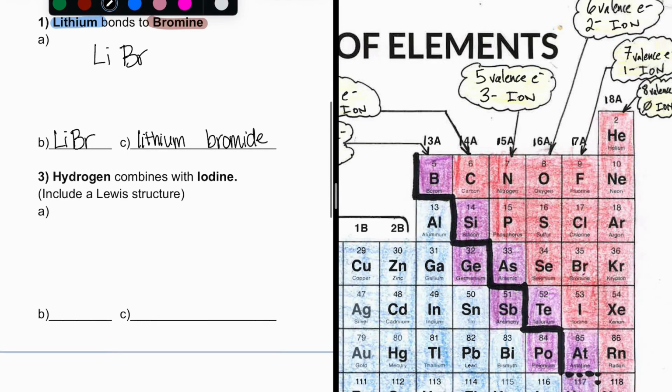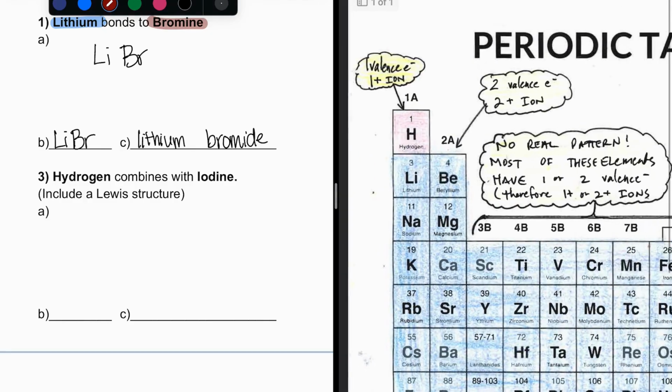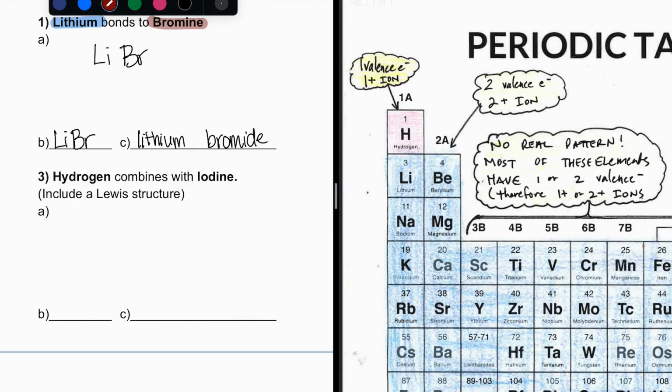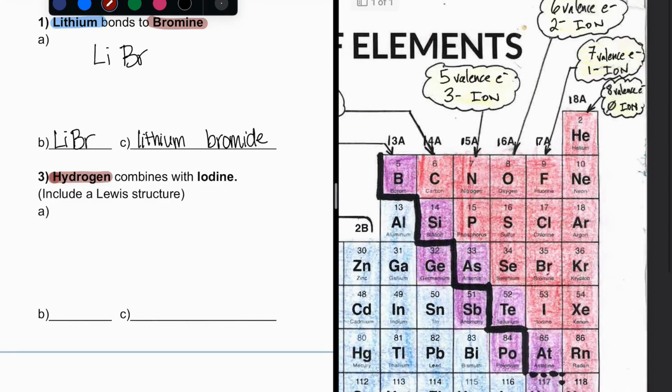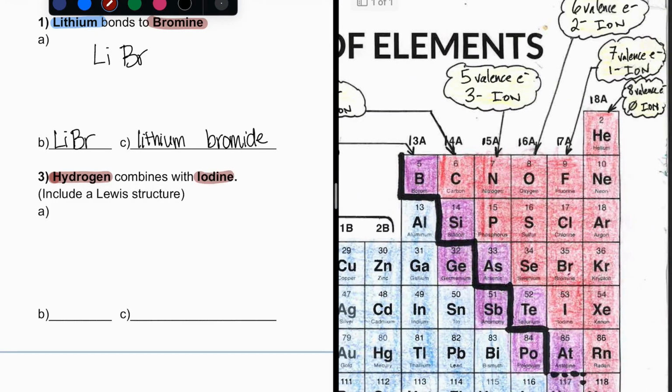All right. Let's see. Down here I have hydrogen combines with iodine. Hydrogen is a nonmetal. Iodine is a nonmetal. If I have 2 nonmetals bonding together, they're going to bond covalently. I also have this hint here where it's telling me to include a Lewis structure, and Lewis structures are when I bond covalently. So I like to draw out my Lewis structures a little bit separate first, just so I can see it in my head easier.